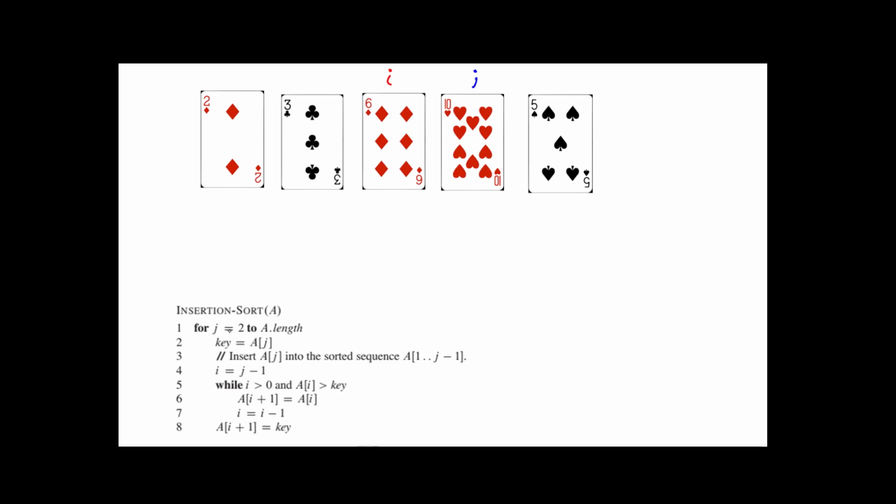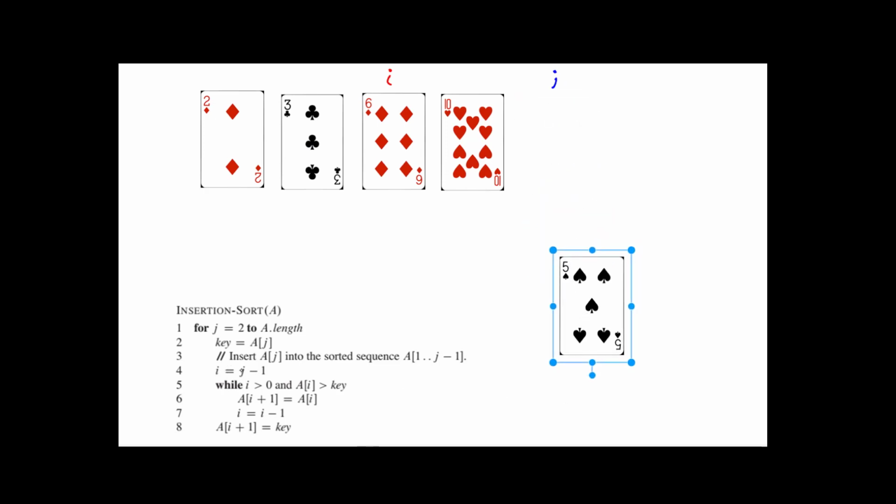Now we increment j one more. So j is 5, showing the fifth element, which is 5. We copy this 5 into the key and we make i equal j minus 1. j is 5, so it is 4. Now we check whether we can enter the while loop or not. i is positive, yeah, i is 4. And A[i], which is 10, is more than the key.